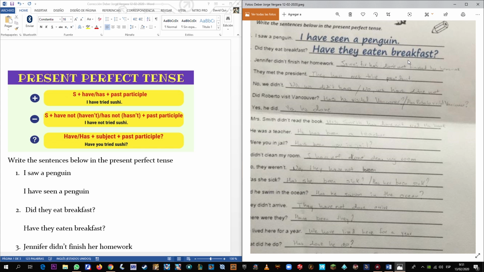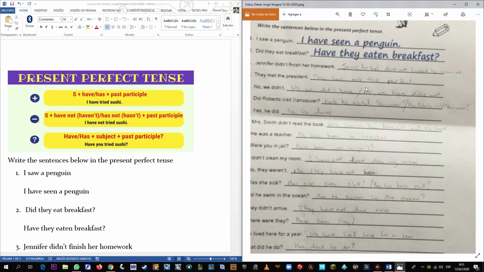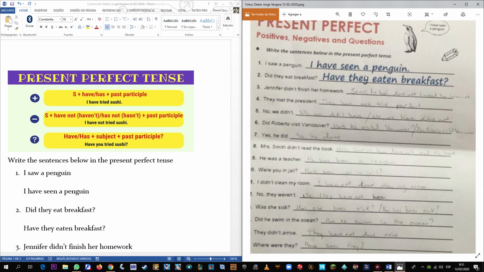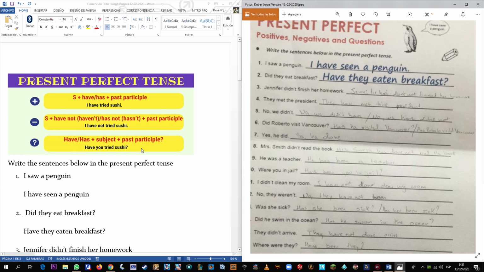And today we're gonna correct homework that is about the present perfect tense. This homework has been done by one of my students, and I have it here on the right screen, and on the left screen we're gonna correct the sentences. And if there are no mistakes, we are gonna copy the same and give a final grade to my student.